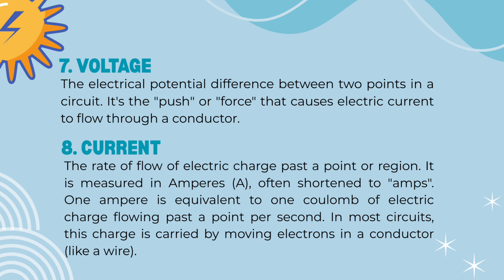And next is the current, the rate of flow of electric charge past a point or region. It is measured in amperes, often shortened to amps. 1 ampere is equivalent to 1 coulomb of electric charge flowing past a point per second. In most circuits, this charge is carried by moving electrons in a conductor, like a wire. So, current is the flow of electric charge through a conductor. It shows how much charge moves past a point in a circuit per second and is measured in amperes.